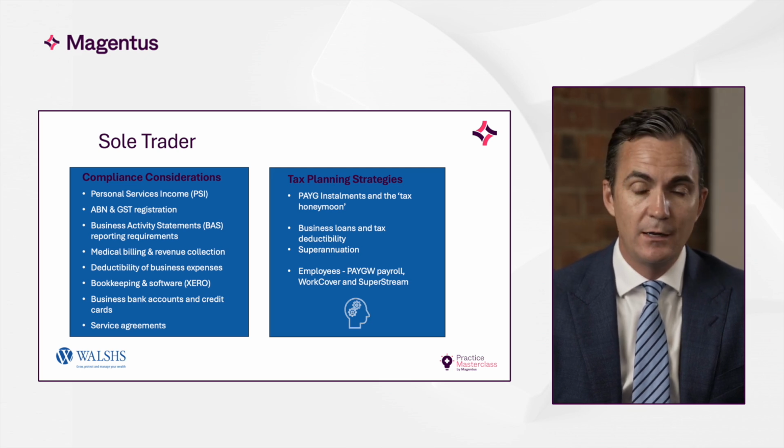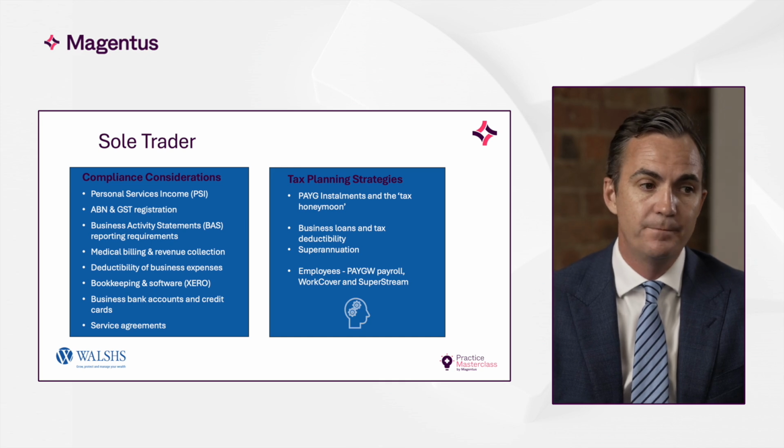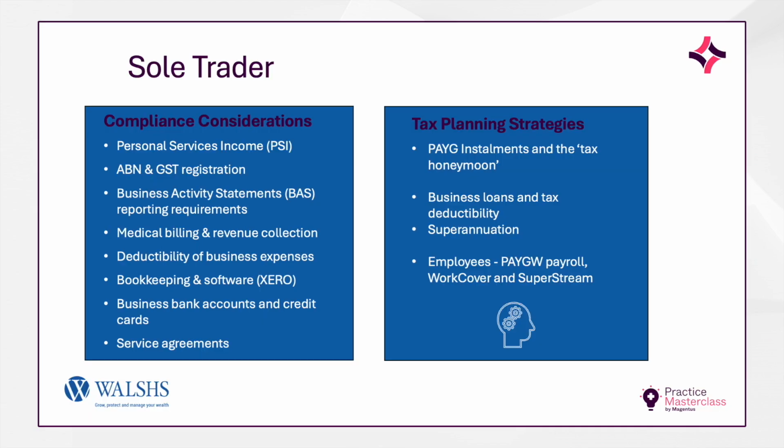There's lots to consider. I did say it was pretty simple, but there's still a long list of activities that need to be considered. We've talked about PSI. The next one is ABN and GST registration. So an ABN is an Australian business number. Very easy to get. Go online and register within a few minutes.